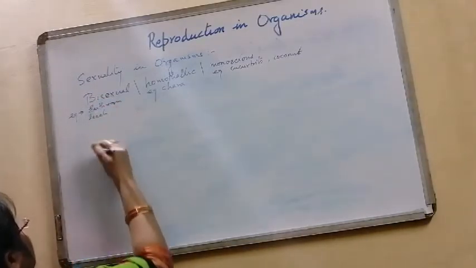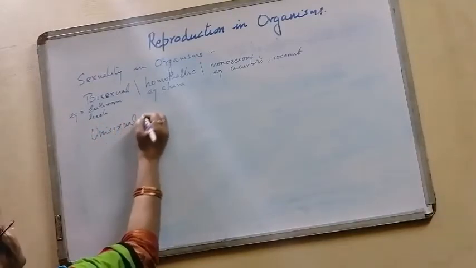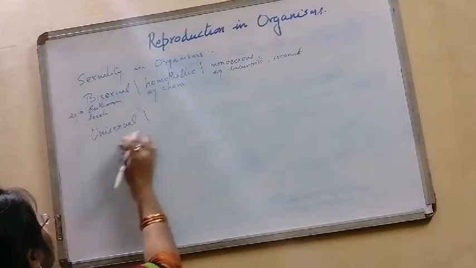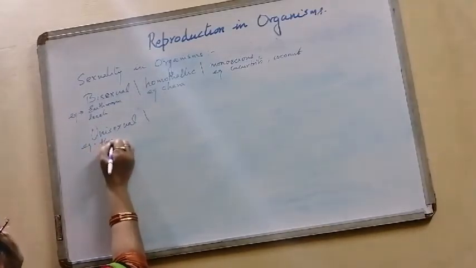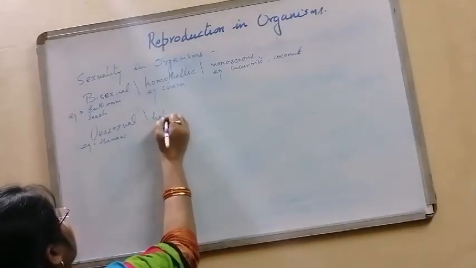Now another category is unisexual. Unisexual means like humans, we are unisexual, isn't it? There are many flowers also which can be a male flower or a female flower, isn't it? So two kinds of sexes you can see in them. So they are unisexual. An example you can quote is humans. And here we use the term heterothelic.